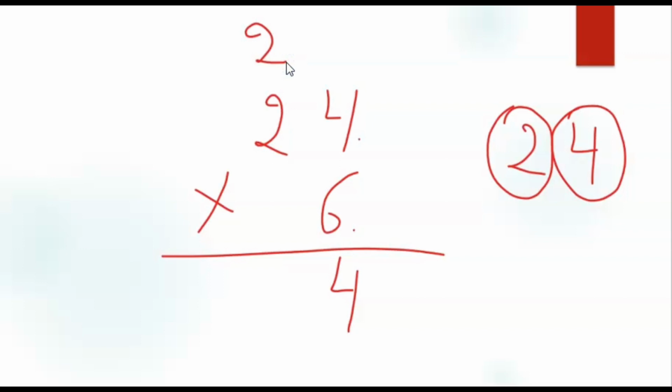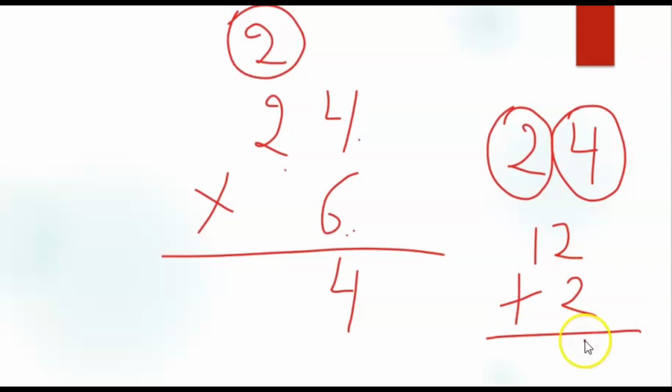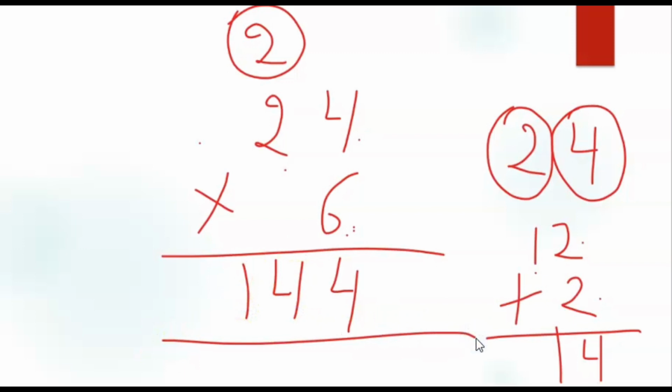Next step, we're going to multiply this 6 with this 2. So 6 times 2 equals 12 plus this 2. We're going to add these two numbers. 2 plus 2 equals 4 and 1, 14. We do not have any more number to multiply, so we're going to put down 14 over here. That is it. 24 times 6 equals 144.